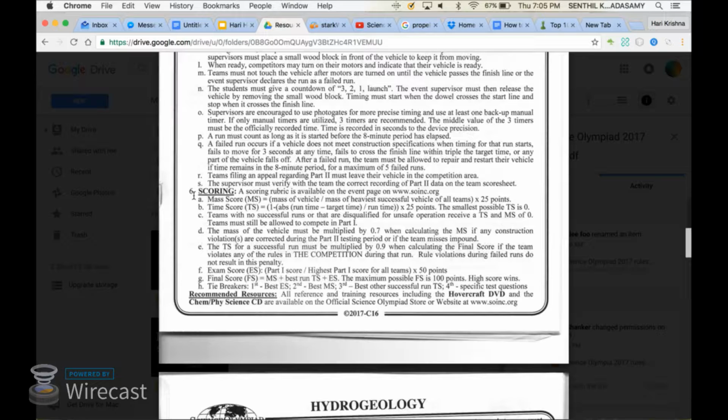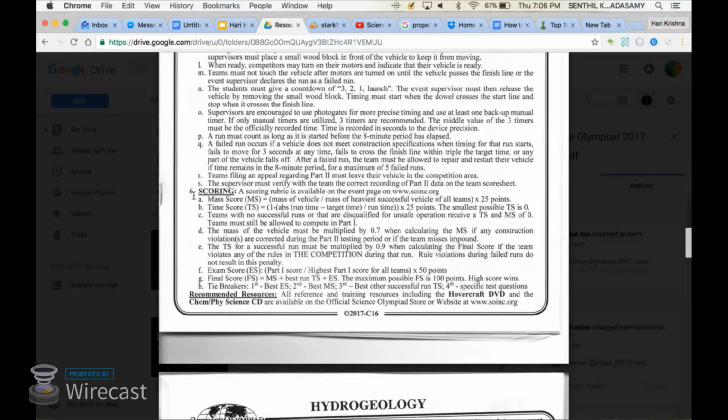If it doesn't levitate, there's no point to this event. Time score. The time score is 1 minus the absolute value of the runtime minus the target time divided by the target time, multiplied by 25 points. So the smallest possible is 0 points, which is if you get as close as you can to the target time. The target time will be given to you, and you should try to reach that target time.